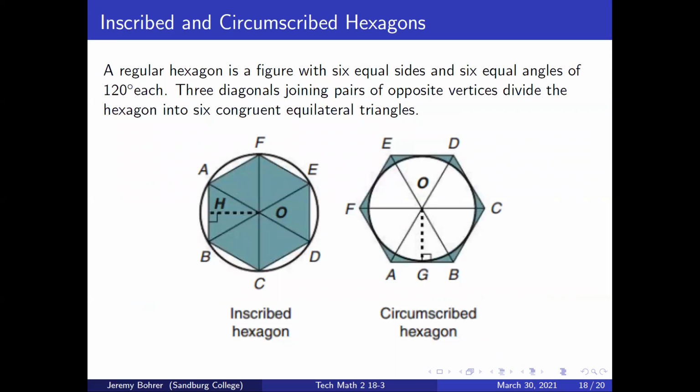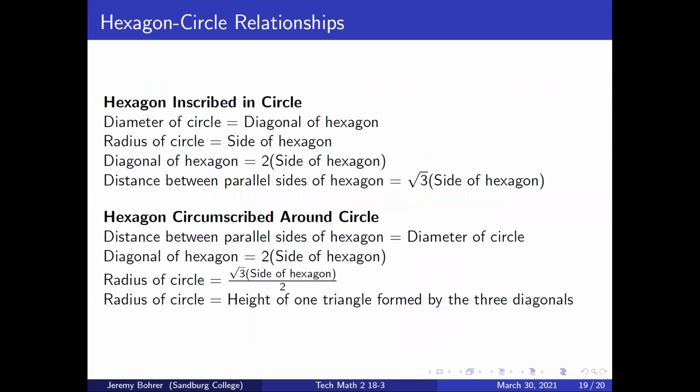A regular hexagon is a figure with 6 equal sides and 6 equal angles of 120 degrees each. Three diagonals joining pairs of opposite vertices divide the hexagon into 6 congruent equilateral triangles. The hexagon is inscribed in a circle. The diameter of the circle is equal to the diagonal of the hexagon. The radius of the circle is equal to the side of the hexagon.